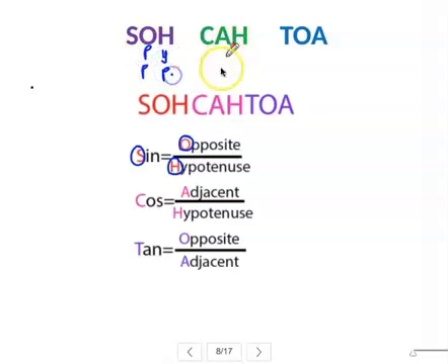Then we've got CAH to remember the cosine ratio, which is cosine equals adjacent over hypotenuse. And then we've got tangent, TOA, which is opposite over adjacent. That little mnemonic is going to help you remember what the ratios are. So write that down in your math notebook right now. SOH CAH TOA, to remember sine, cosine, and tangent. I'm going to go on to the next slide, so if you need more time, go ahead and click pause.